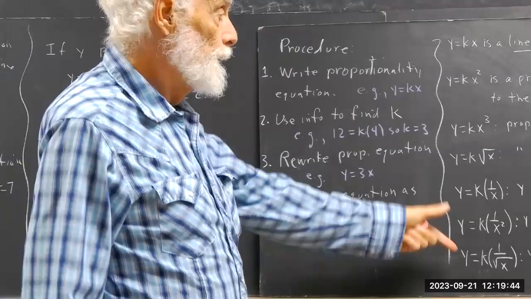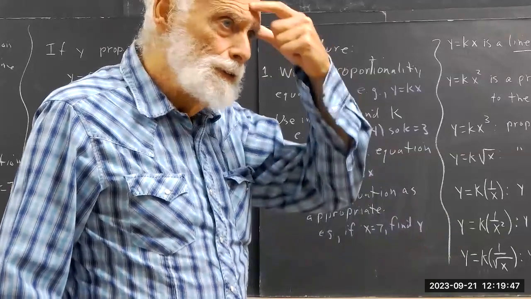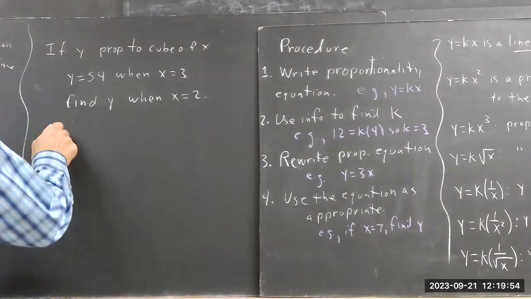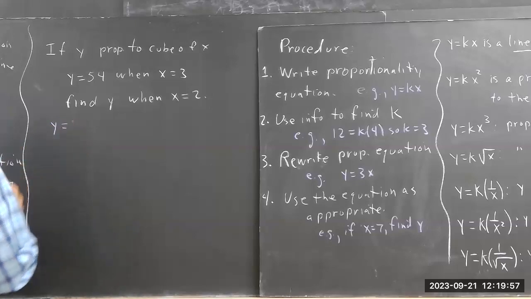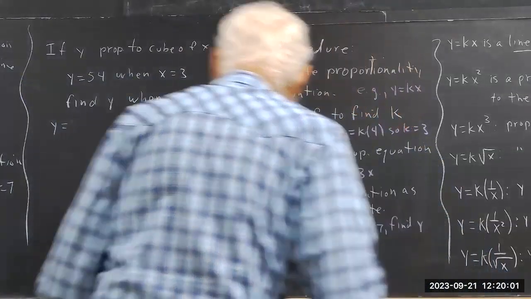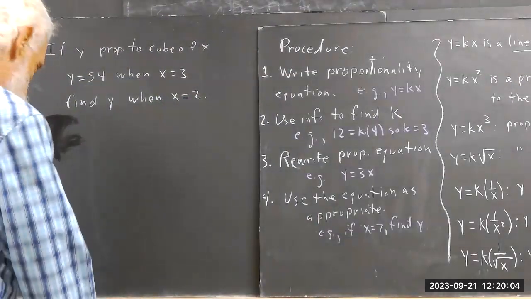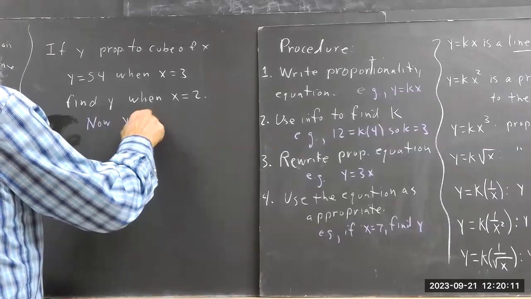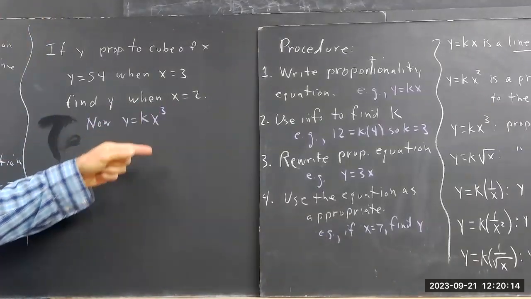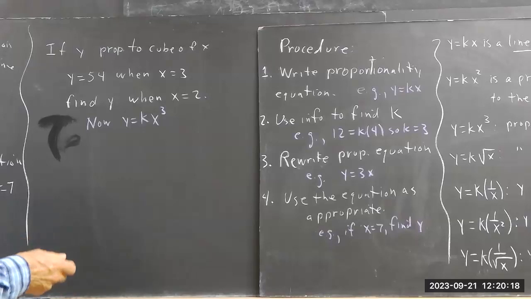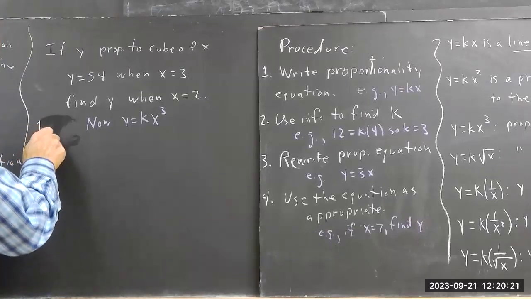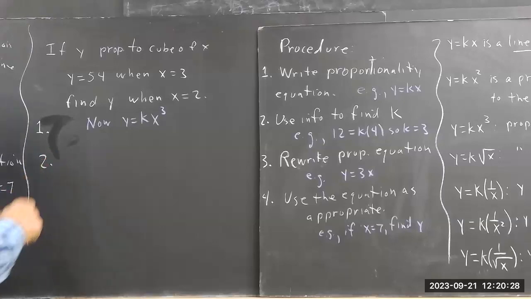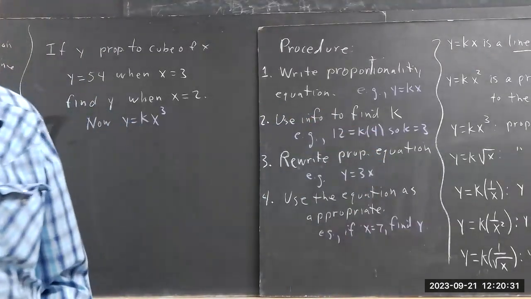Well, right here I've listed them, but you were able to interpret these. You've got a pretty good idea. You just have to solidify it a little bit. So you write, in this case, y equals kx cubed. This is step one. We identify the type of proportionality and we write it out. Step two. Use this information to find k.